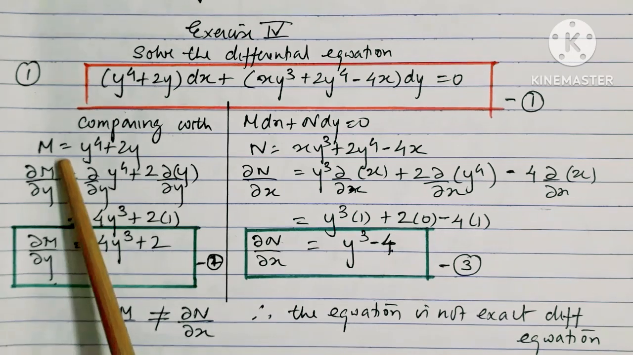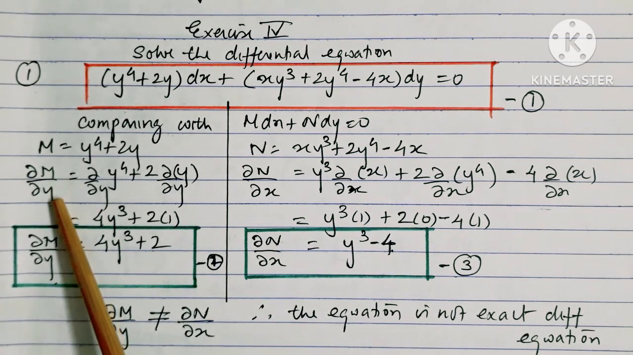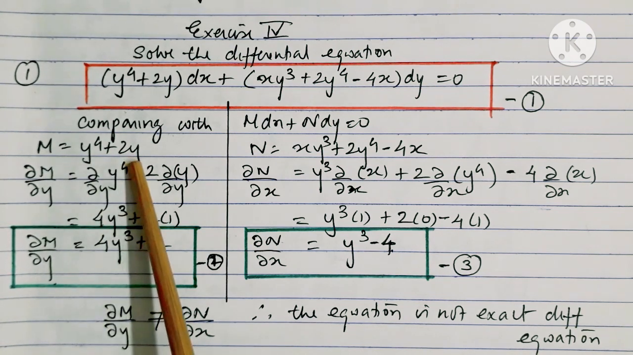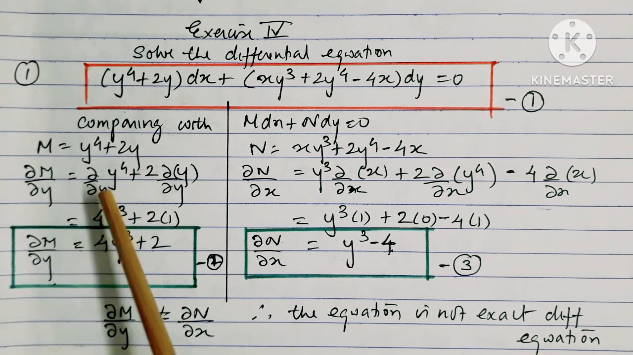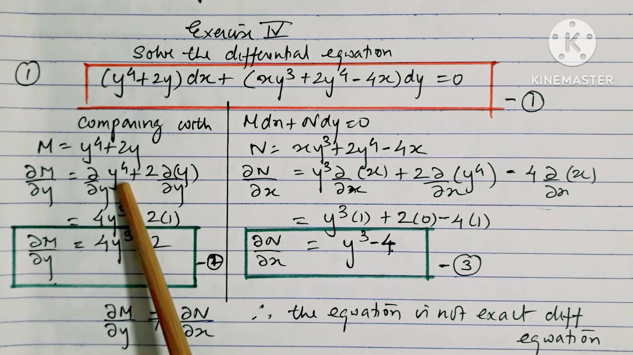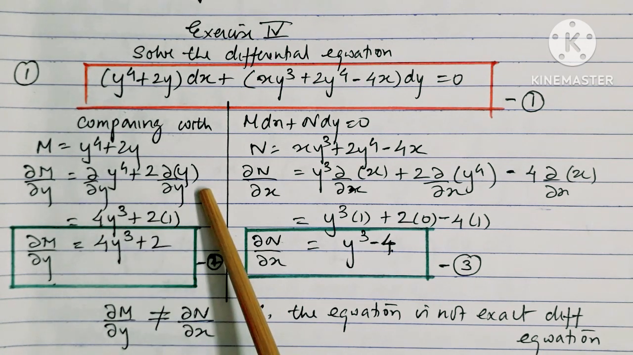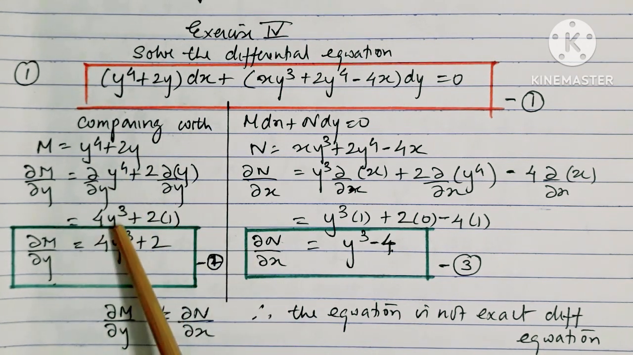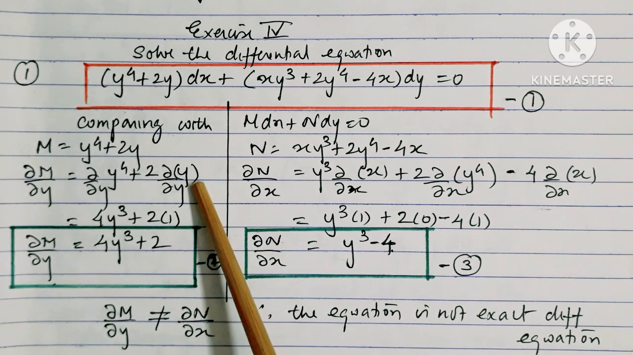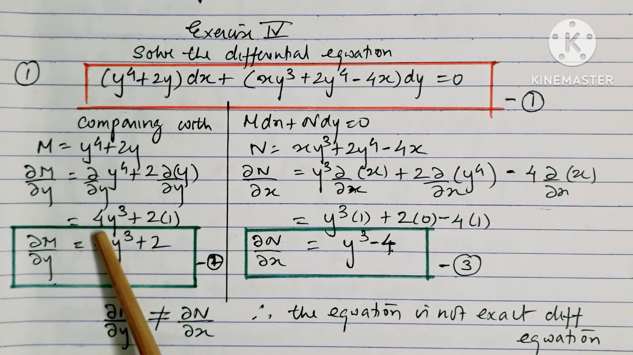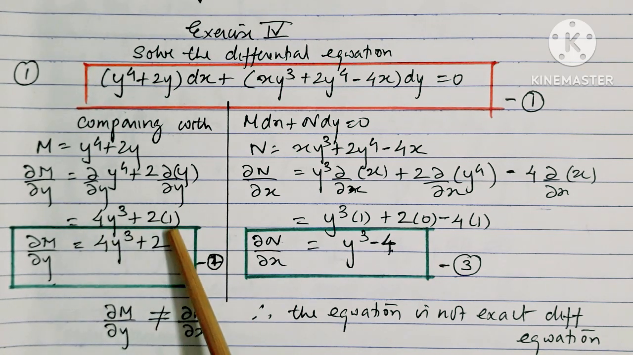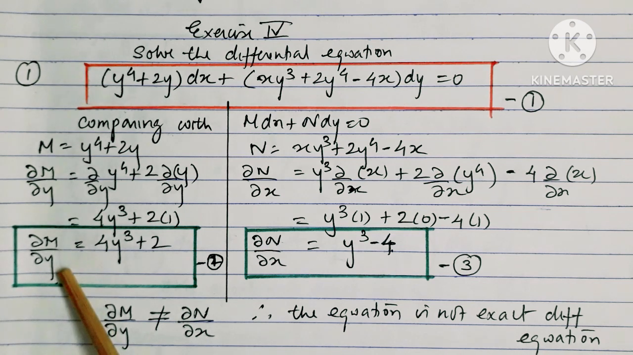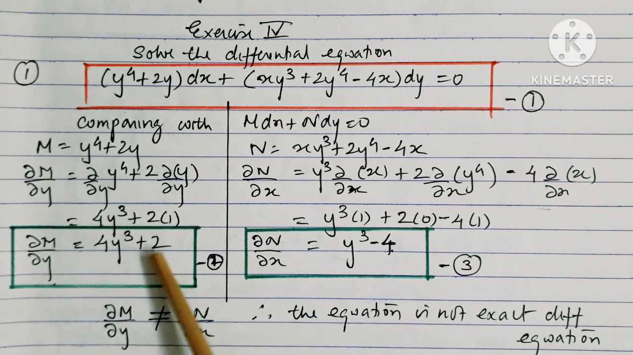So let us now proceed to differentiate M partially with respect to y. Now M = y^4 + 2y. So del M by del y = del by del y of y^4 + 2 del by del y of y. Now del by del y of y^4 equals 4y^3 and del by del y of y is equal to 1. So del M by del y will be equal to 4y^3 + 2 into 1, so del M by del y = 4y^3 + 2.